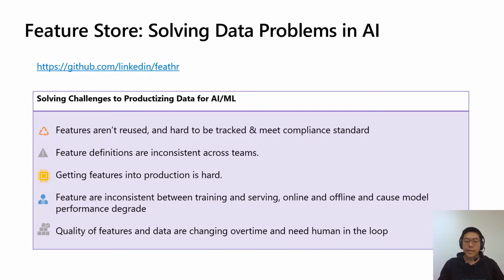The third one being getting features into production is very hard because you need to go through all the machine learning ops environments in your company. The fourth one being the features are inconsistent across training and serving time, across online and offline environments, which causes a problem that we call online-offline skew. The final one being that the quality of the feature and the data are changing over time, so we need humans in the loop to monitor all the components.